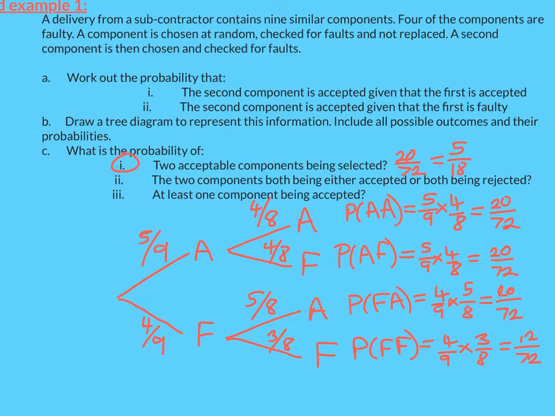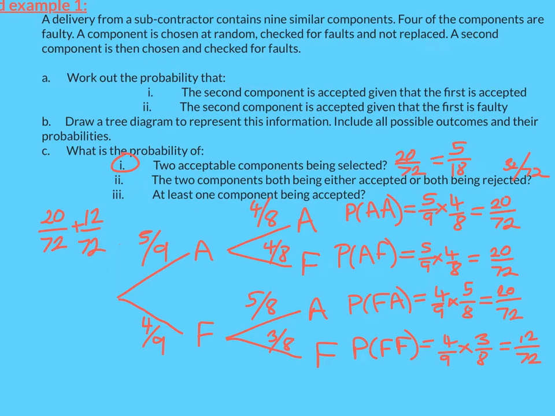Probability that the 2 components are both accepted or both rejected. So you've got accepted, and rejected. So you need to add your 20/72 and your 12/72 to get 32/72, which you could simplify down to 4/9 if you wish. And the last one, at least one component being accepted.